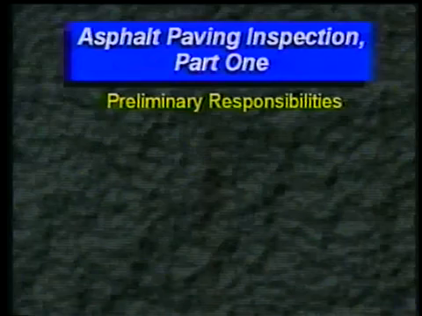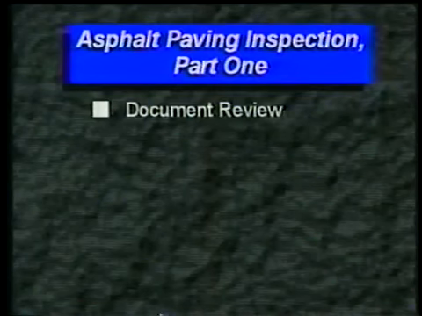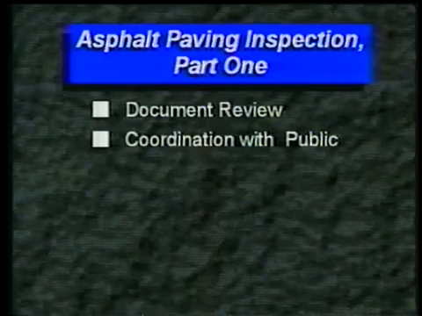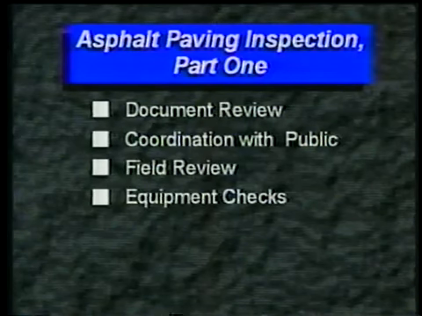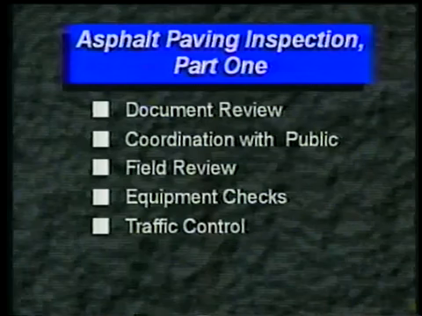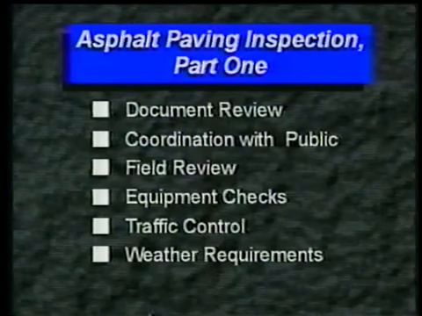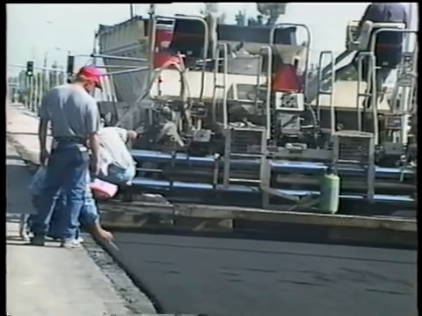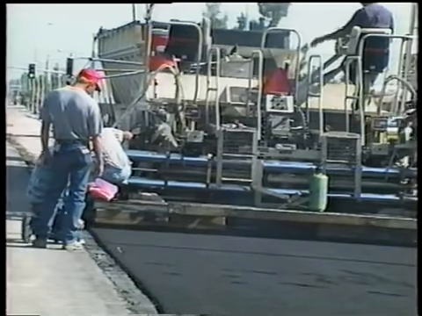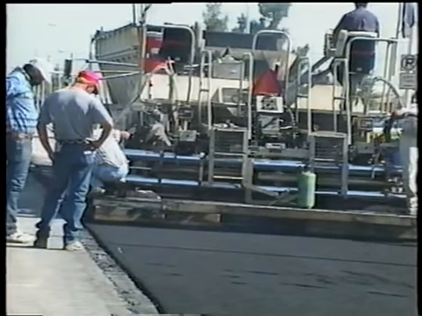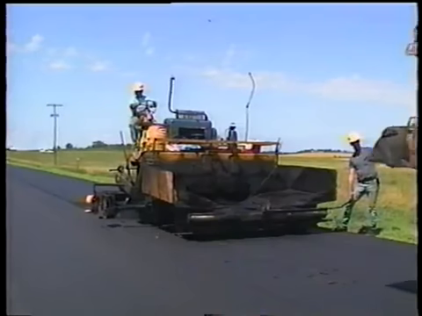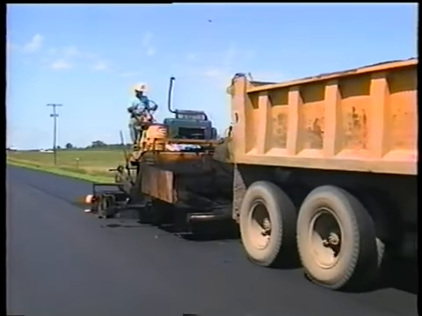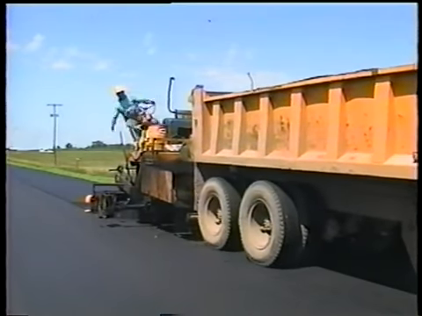Here in Part 1, we'll look at your responsibilities before paving begins: document review, coordination with the public, field review, equipment checks, traffic control, and weather requirements. Then, we'll look at inspecting the tack coat application. Part 2 covers the paving operation itself. And Part 3 shows some of the problems that can occur with mixed quality, lay-down operations, and rolling.